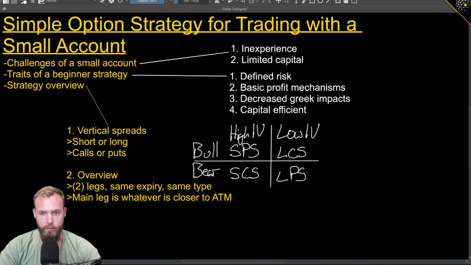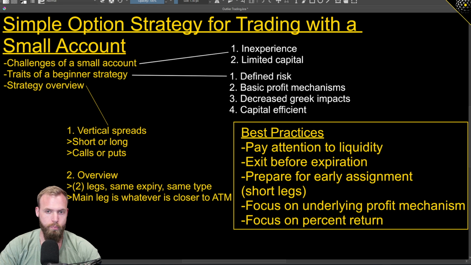Now, one other thing that I want to highlight quickly are some best practices. So liquidity when you're trading spreads is very, very important, which is the difference between the bid-ask spread. If you have a very wide spread, it becomes more challenging to put on multi-leg strategies. The next thing is you should be prepared to exit before expiration. And this is because even though you have a spread, you can find yourself at risk of early assignment. And I'll show you an example.